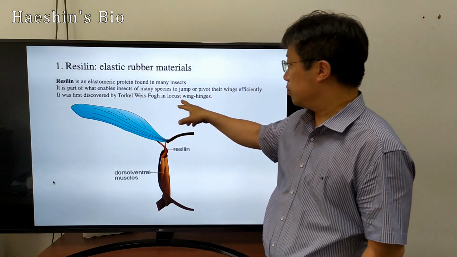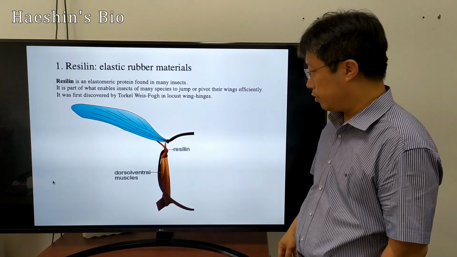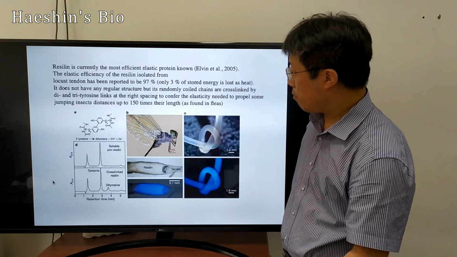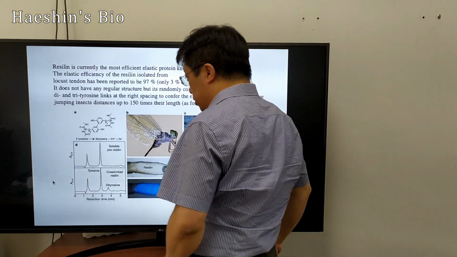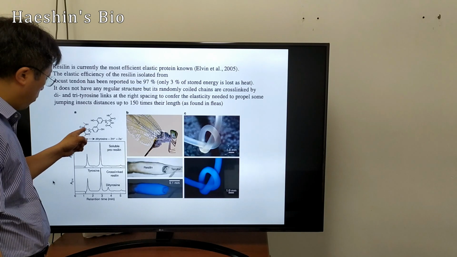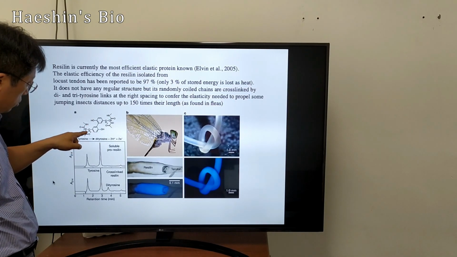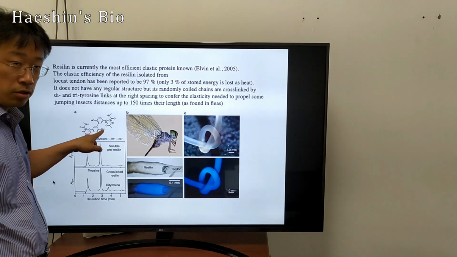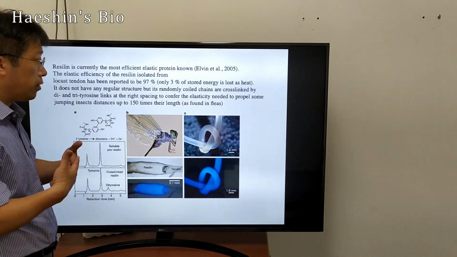It was first discovered by Torkel Weis-Fogh in the wing hinge. The hinge is an important region in insects. The chemistry here is actually unusual. You can see the tyrosine here: this is the protein backbone, and this is also protein backbone, and then there's a side chain with the C alpha carbon, CH2, phenyl ring, and OH, which is the tyrosine structure. And there are two tyrosines connecting to each other.